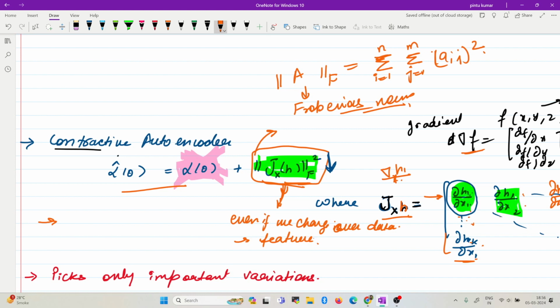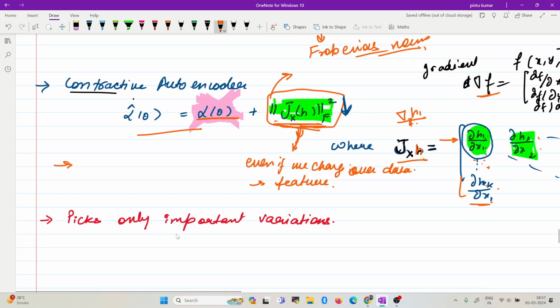But this is not what we want, right? We want to learn something out of it. That's why we take a combination of both these things: we want to minimize the loss, and we also don't want this thing to perturb a lot. So what it will eventually do is pick only important variations. It will pick only those features x1, x2, xn, perturbing which gives a lot of advantage to L theta. For other features, it will try to push the derivative to 0.